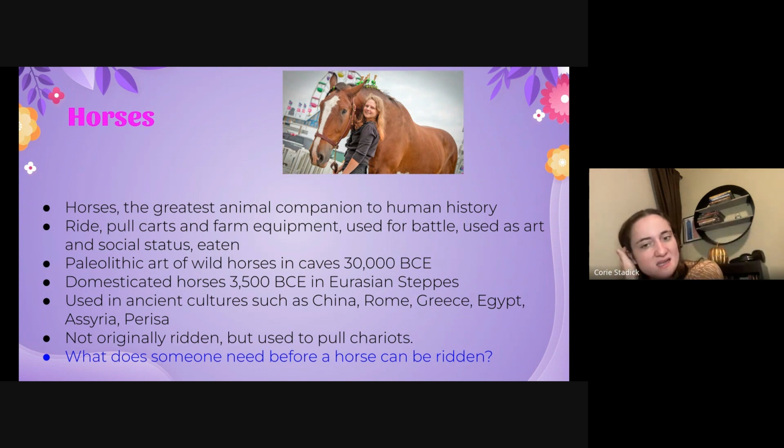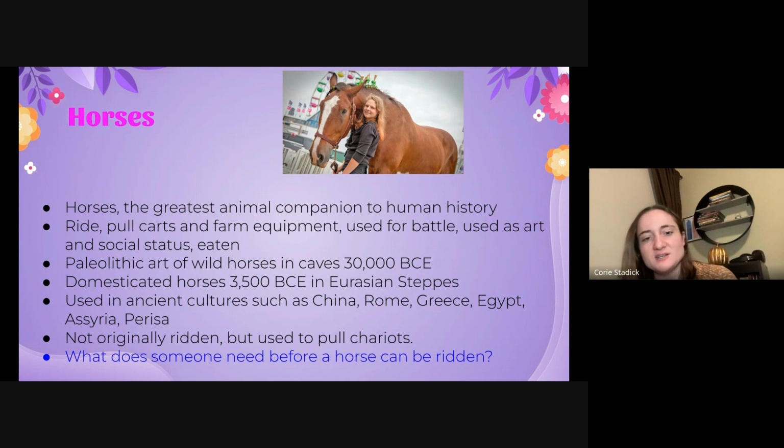So horses are really interesting because you probably think they were domesticated in the Middle East or Europe, but they weren't actually. They were domesticated on the Eurasian steppes. If you don't know where that is, that's modern day Mongolia and parts of China, actually. And they were domesticated up to 3,500 BCE. I know on one of my previous slides I said like 2000 BCE. There's a lot of different estimates out there.